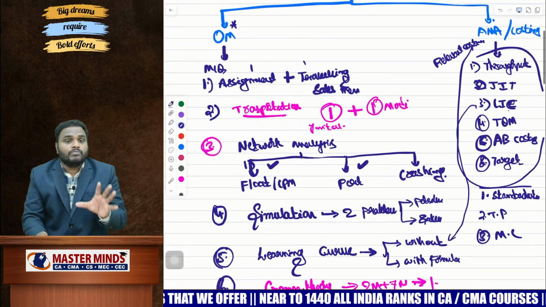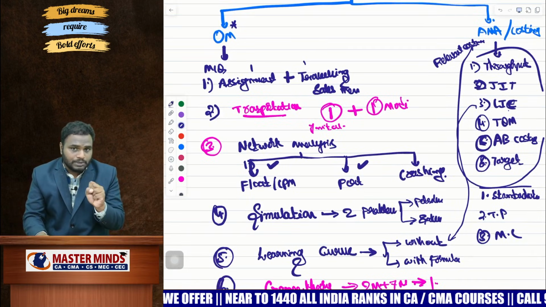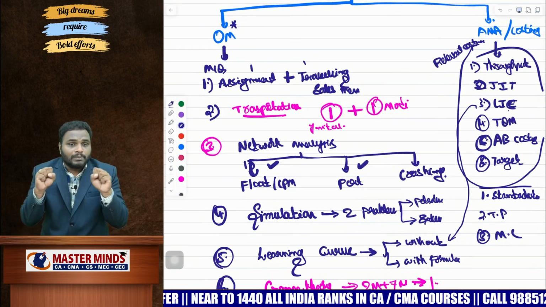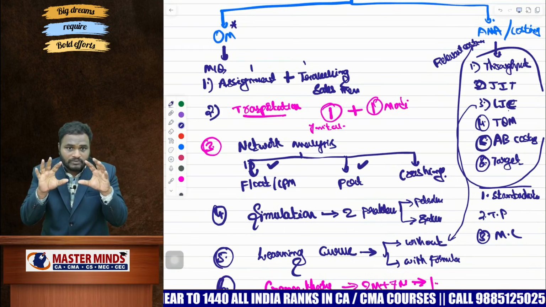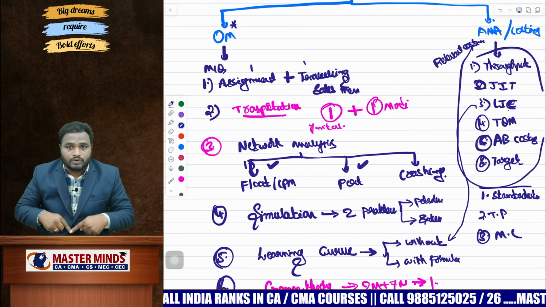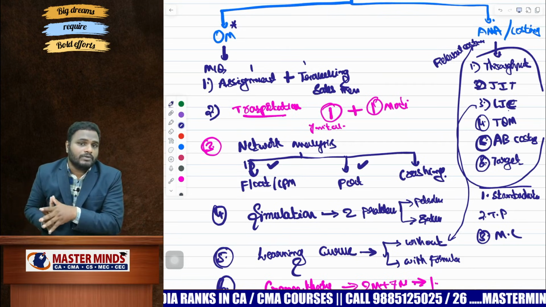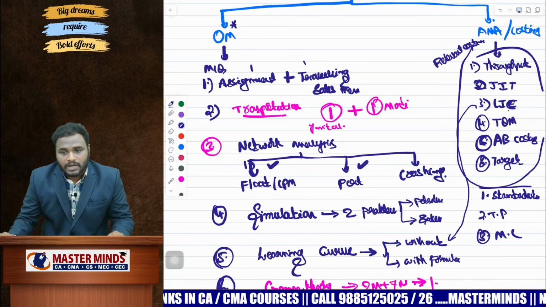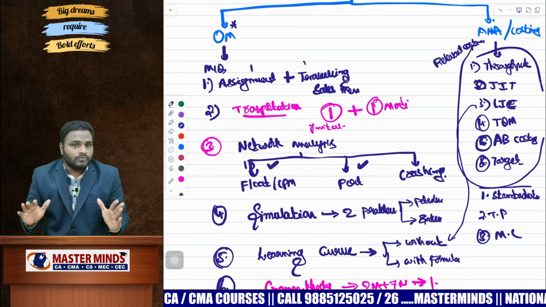Now you have to give the most importance to the small chapters and OM. After completion of revision of these two, then come back to standard costing and come back to transfer pricing, and finally you give the preference to marginal costing. Now this is the exact strategy you have to follow.